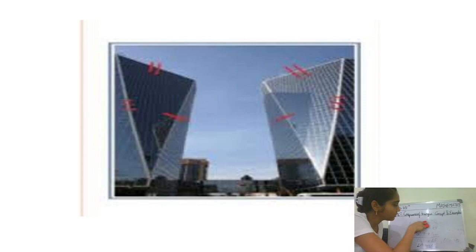Very good students. So if you have to highlight them also, you can highlight them, write the names of these triangles, okay, shown to you, and simply write the corresponding parts.